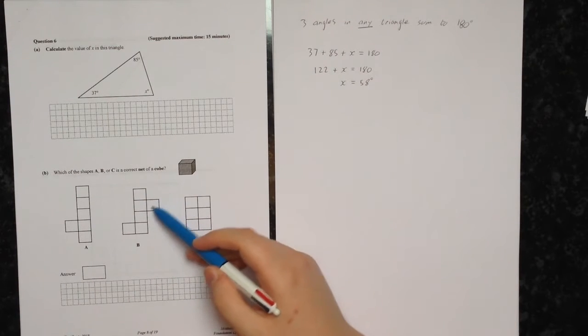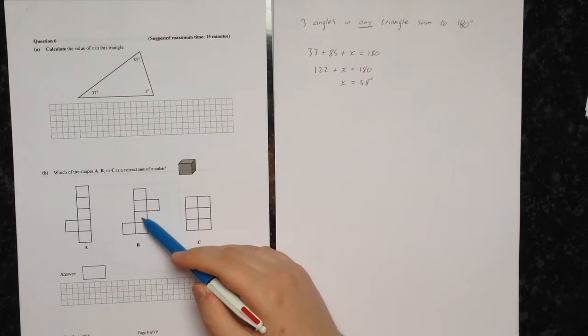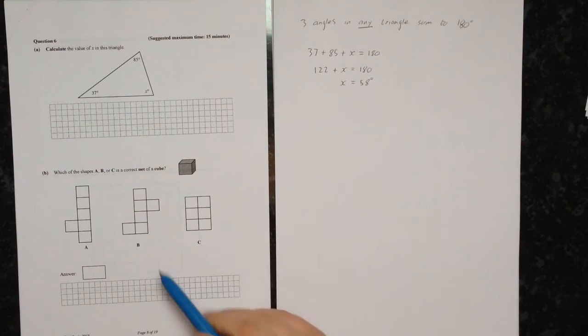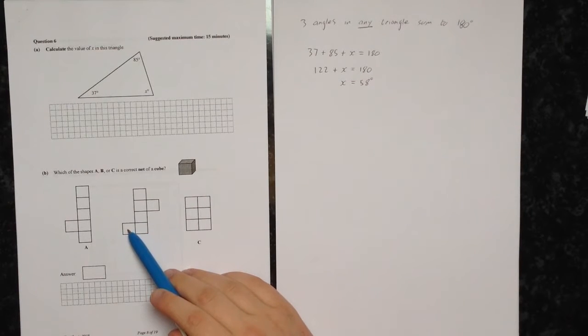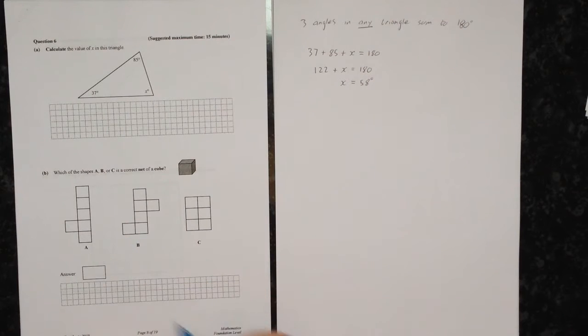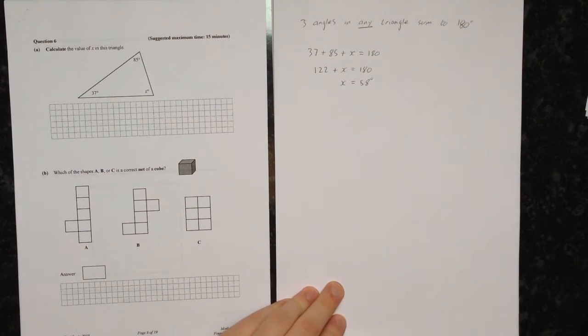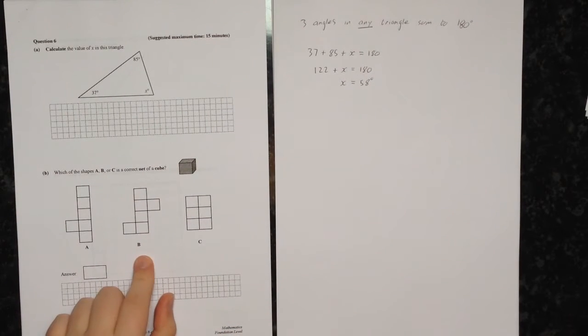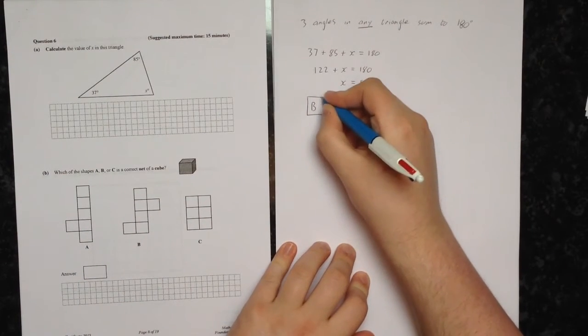So if we imagine these 3 parts folding upwards to make 3 of the sides of the cube, we'll take this part as the base, and this part will fold over and become the top, and this part will fold down to become the remaining side. So B is in fact the net of a cube, which means that if you take a cube and you unfold it, you can end up with a shape like B. So our answer is B.